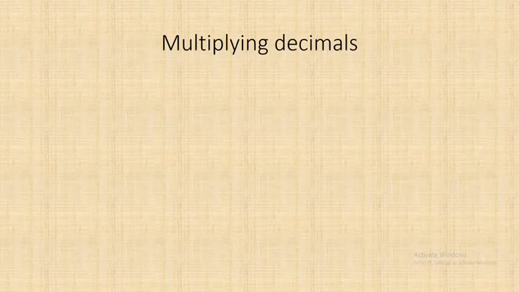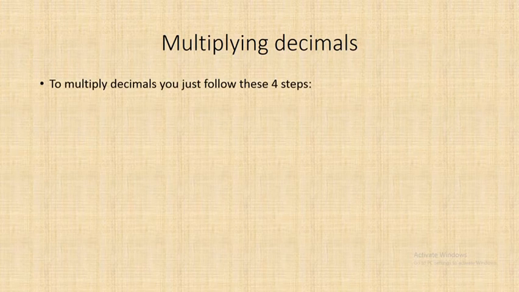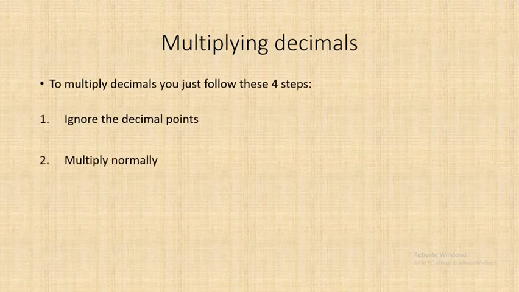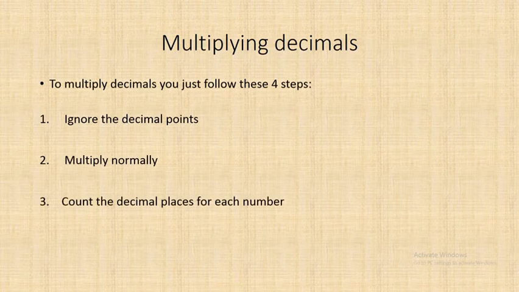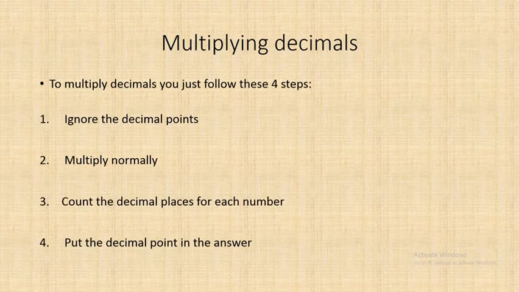So let's start. To multiply decimals, you just follow these four steps. First one, just ignore the decimal point. After that, multiply normally and then count the decimal places for each number. And at the end, put the decimal point in the answer. Okay, let's have an example to make these steps more clear.